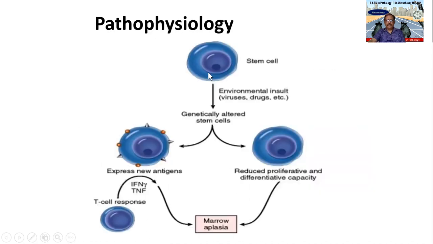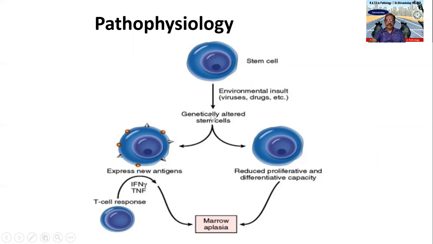The mechanism, the pathophysiology. This is the stem cell, and as we had seen earlier, there can be an environmental disorder bringing in viruses, drugs, etc., which can affect the stem cells. The stem cells become genetically altered, as a result of which there is a decrease in proliferative capacity, and this leads to bone marrow aplasia. So this is one route of action.